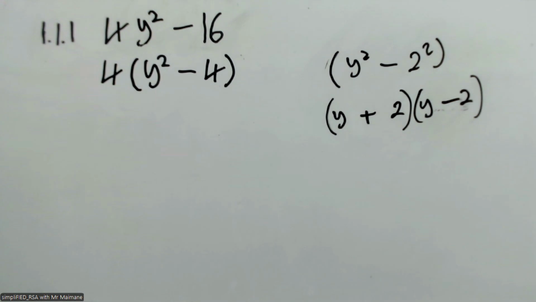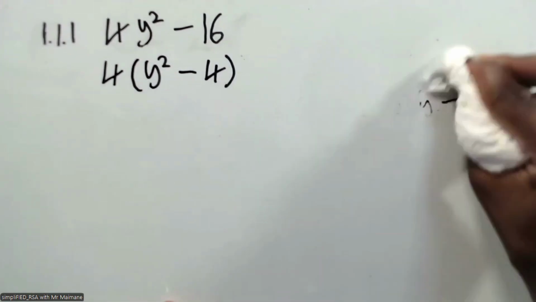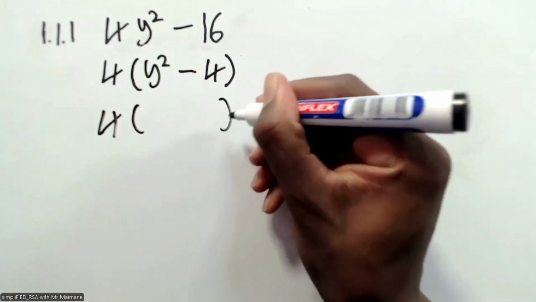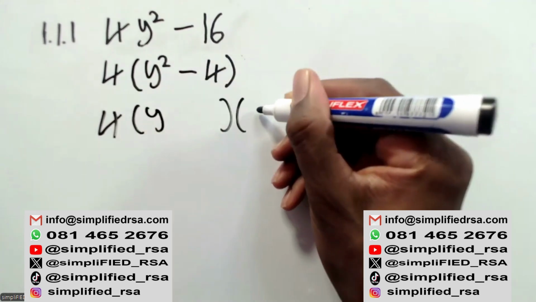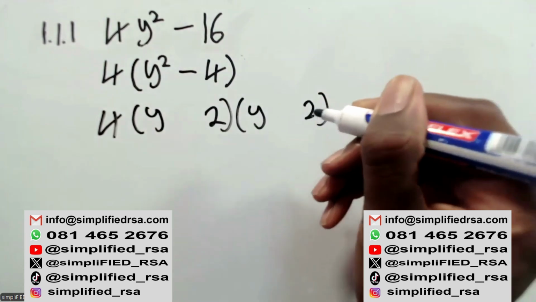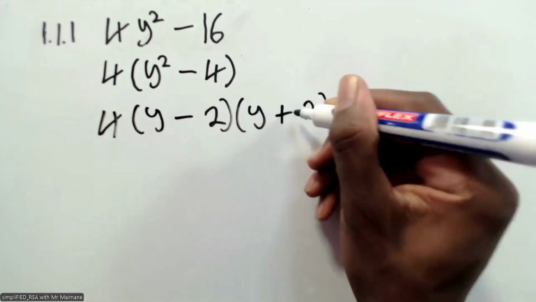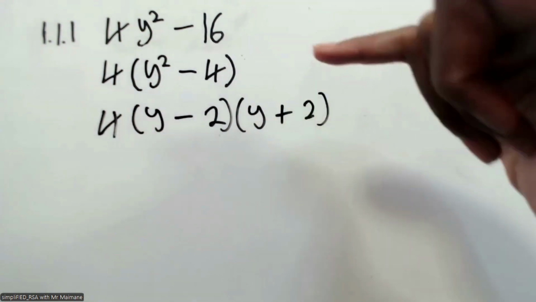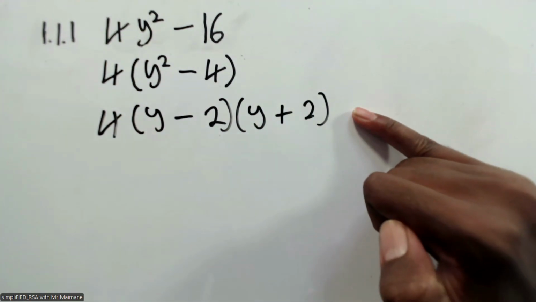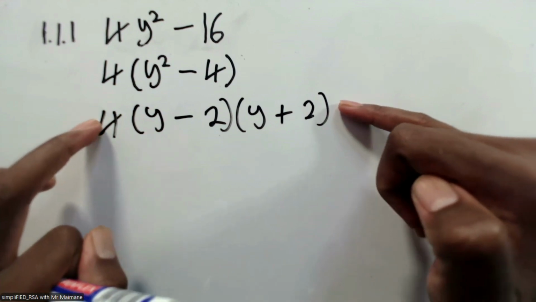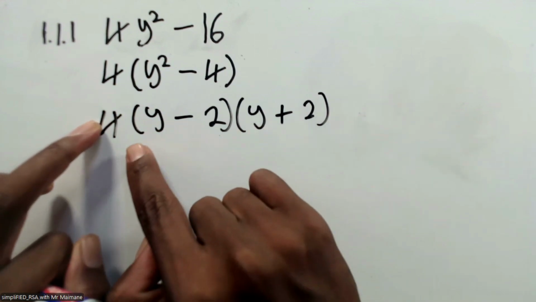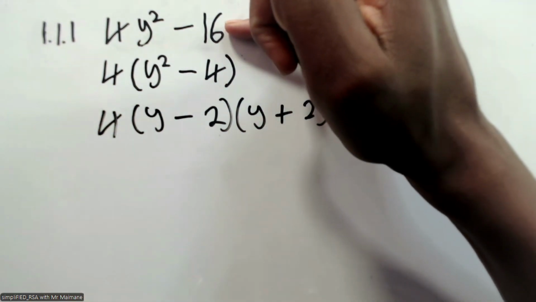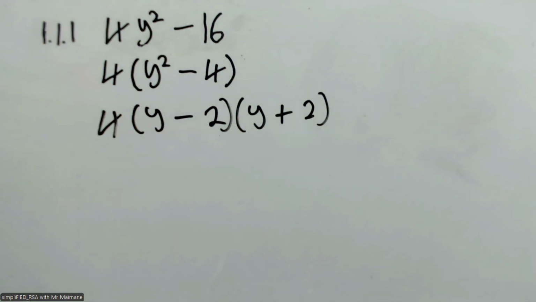So now, this means that for 1.1.1, I will have 4, y and y, 2 and 2, negative and positive. Now, this is how we factorize this expression fully. This is how the factors are going to be. And it should be in a sense that when you simplify this back, when you multiply throughout the factors, you must be able to get the very same expression as it was initially. So that's it for 1.1.1.